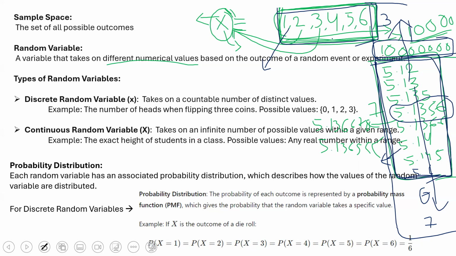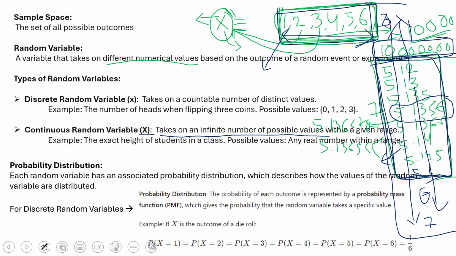As we keep on increasing the sample, or as we keep on increasing the number of experiments that we do, the set of possible outcomes of the student heights keeps on growing. So that is what continuous random variables means, taking on an infinite number of possible values. When you consider the heights, you are getting an infinite number of possible values. But when you're rolling a dice, you are getting a finite number of values.